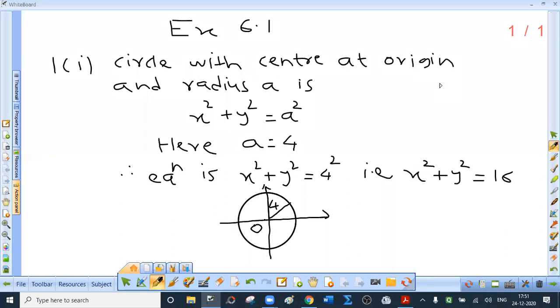Exercise 6.1. First sum, number 1: find the equation of a circle with center at origin and radius 4. Now, what is the equation of a circle with center at origin and radius a? It is x square plus y square equal to a square. But here a is given to be 4. So what will be the equation? x square plus y square equal to 4 square. That is x square plus y square equal to 16. If possible, draw the rough sketch.